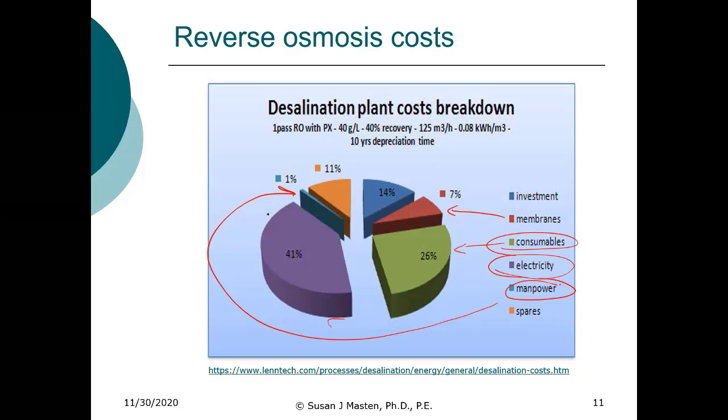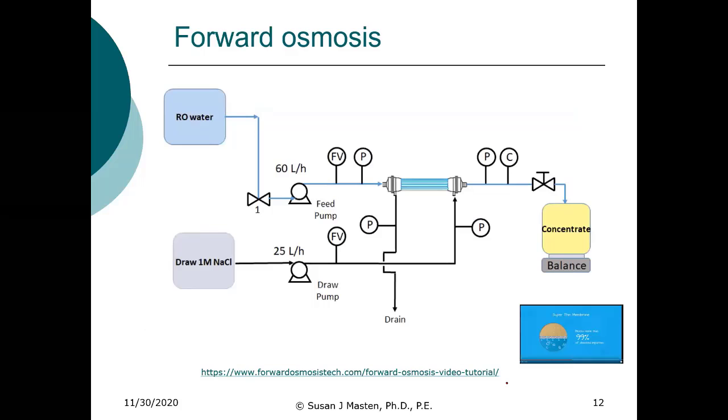Running the plants are not a significant cost in terms of a desalination plant. Membrane replacements, consumables such as chemicals, and electricity are your major costs. Now, you'll also hear about forward osmosis.